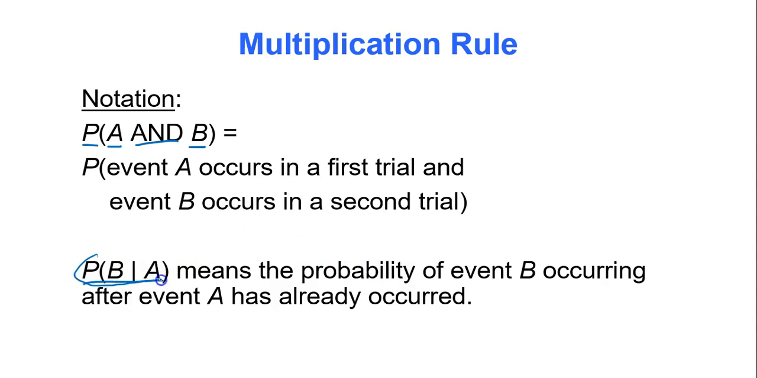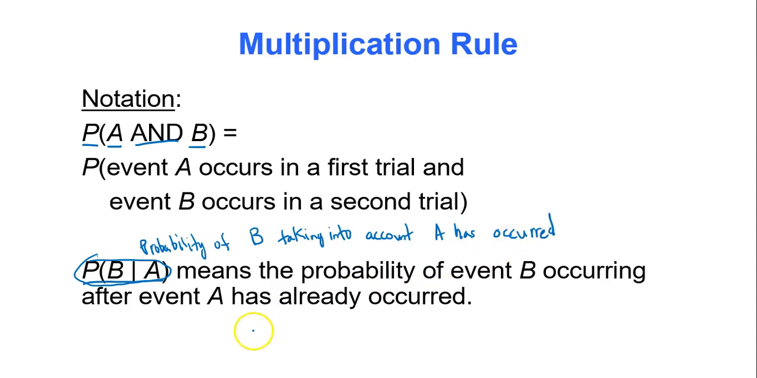So this vertical line means probability of B, taking into account A has occurred. Basically what I have on the screen, I just rewrote it in a little bit different way. So that means find the probability of B, but take into account what happened in the first trial with event A.